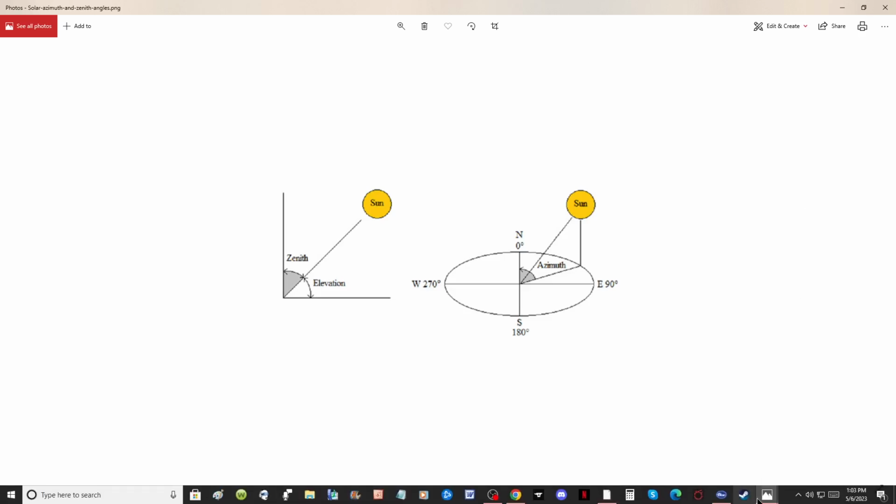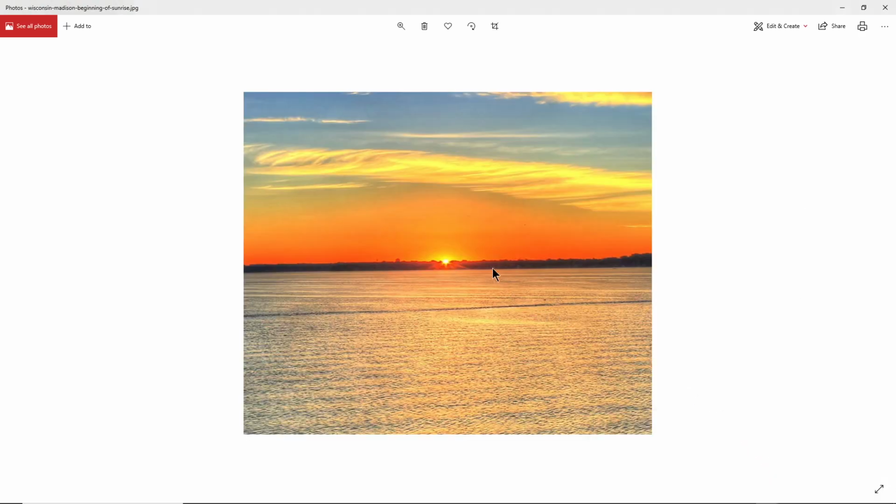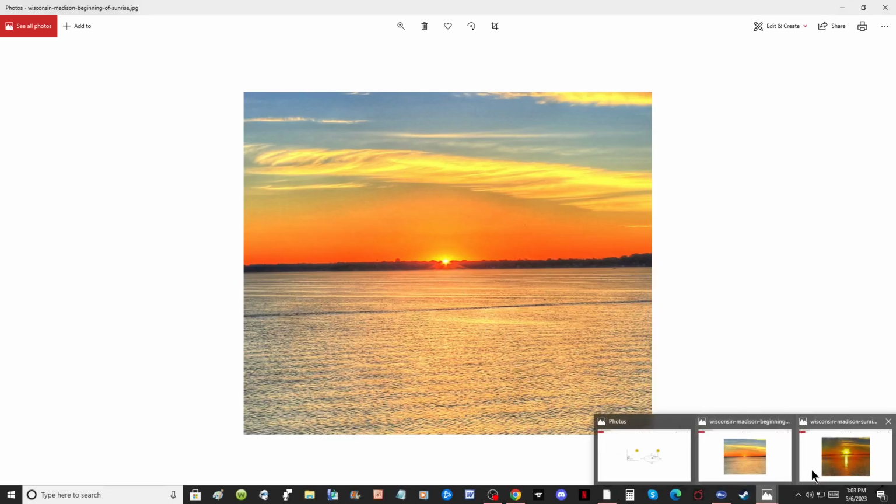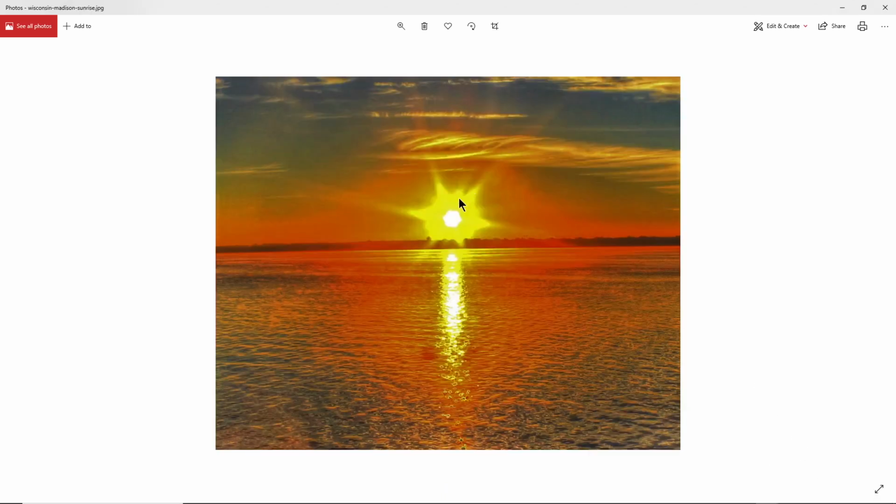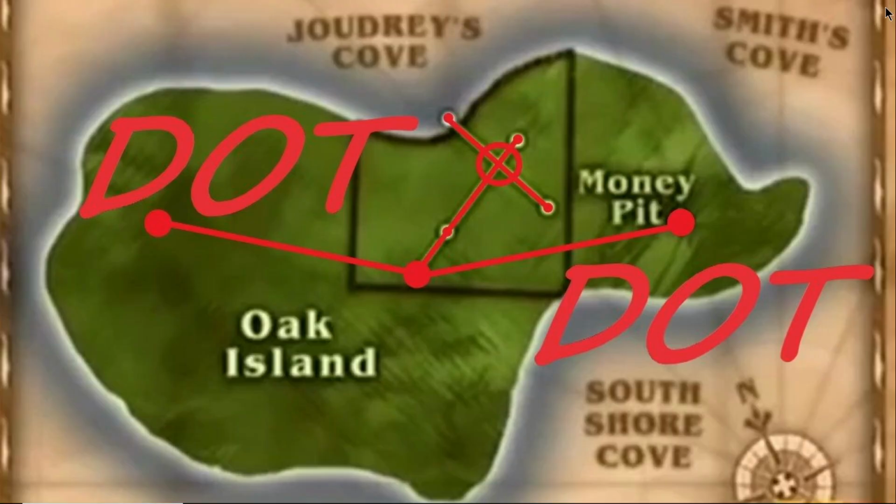So I got a couple of pictures here. Here's a picture of basically 0 degrees elevation of where the sun is just topping the horizon. And here is when the sun is pretty much full, where the full disk is shown. And usually this happens, it depends on the latitude, between 2 to 5 minutes after the initial sunrise. And this is a full disk. And this comes into play on Oak Island, and I'll show you in a minute. But we need to know these couple of things.